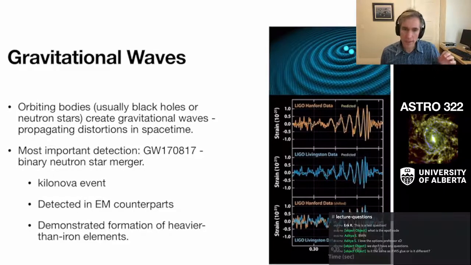But from the perspective of actual astrophysics, the major result from a gravitational wave observatory was GW170817, which is a neutron star merger. We'll talk a bit about neutron stars as we get into the class later. But they spiral around each other. They lose energy because of gravitational wave radiation. That causes their orbital major axes to get smaller and smaller. They spiral in, and then they crash into each other.